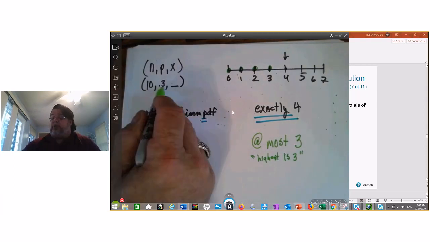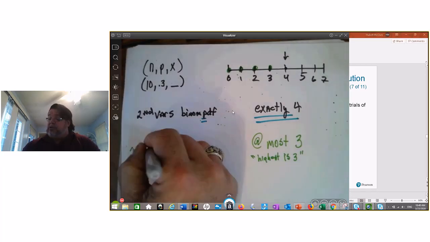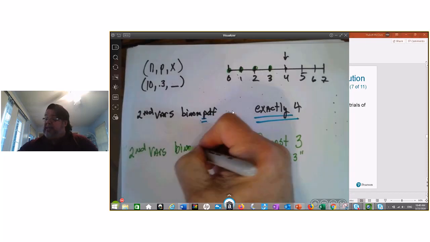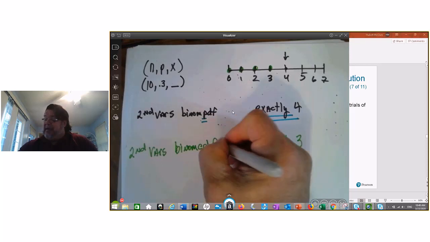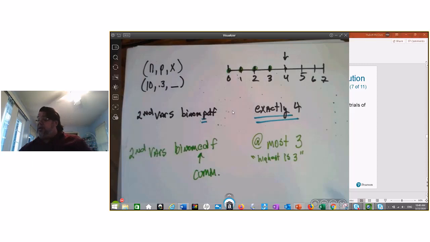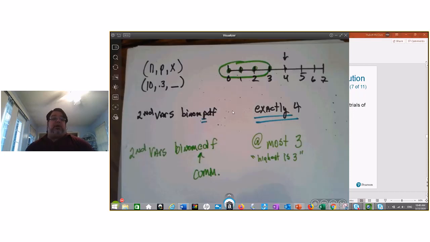Now the way that you would do that in your calculator, you'd still have n equal to 10, p equal to 0.3 because that's what's given. And then you would say second, vars, binomial CDF. And the C stands for cumulative, meaning that you're reading all of these to the left of 3. That's what binomial CDF means. Okay? And then you would type in 10, 0.3, and 3, and it would give you the answer. We're going to do an example here in just a second.